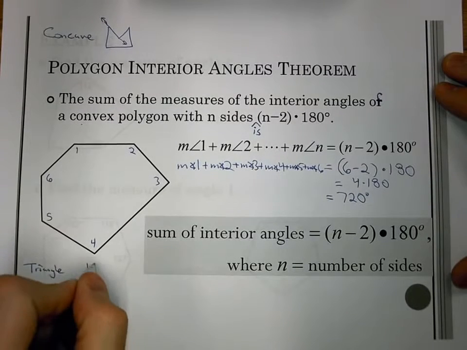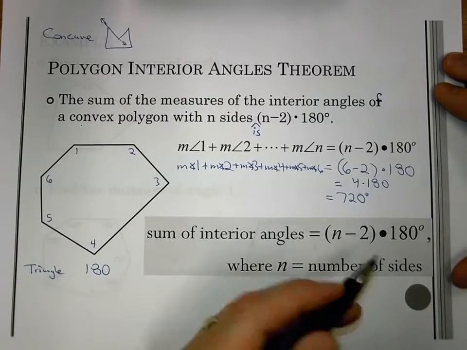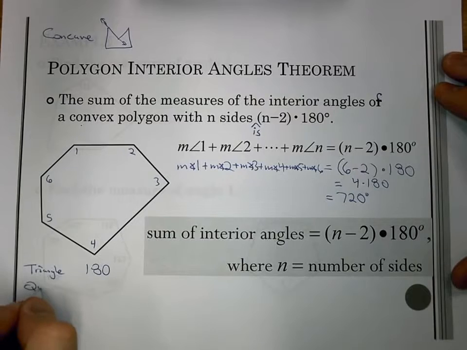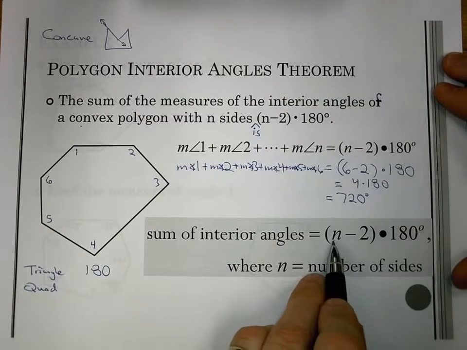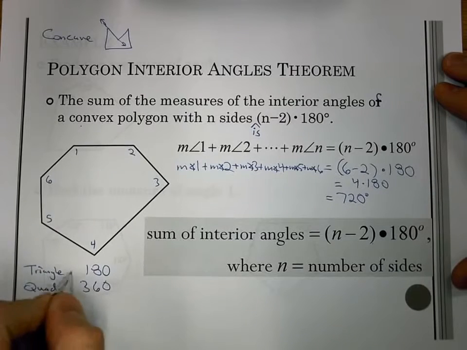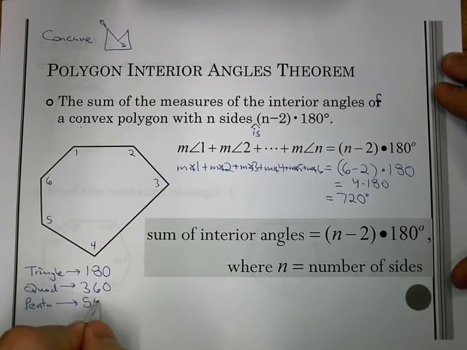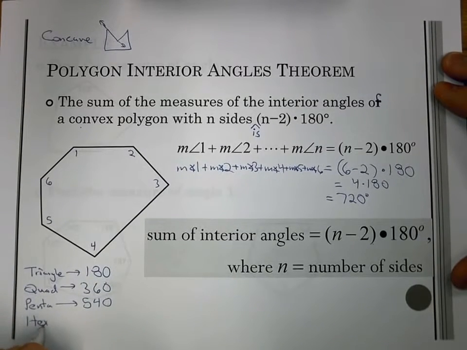A triangle has a sum of 180. A triangle's 3 sides, 3 minus 2 is 1 times 180. A quadrilateral is 4 minus 2 times 180, or 2 times 180, which is 360. A pentagon, 5 sides, will be 540. A hexagon will be 720. 7 sides is a heptagon.